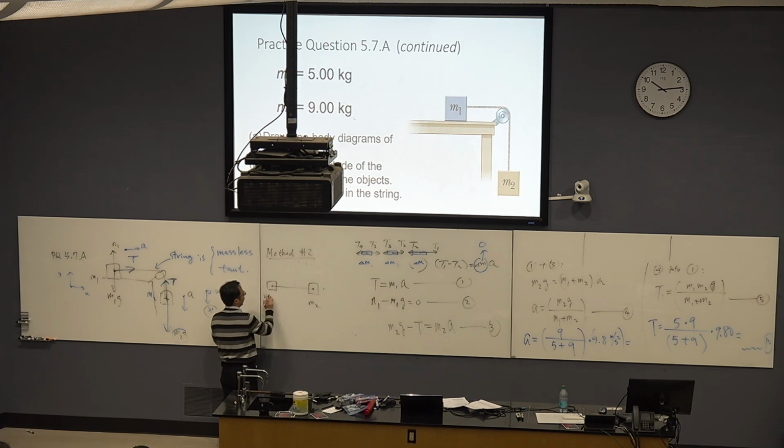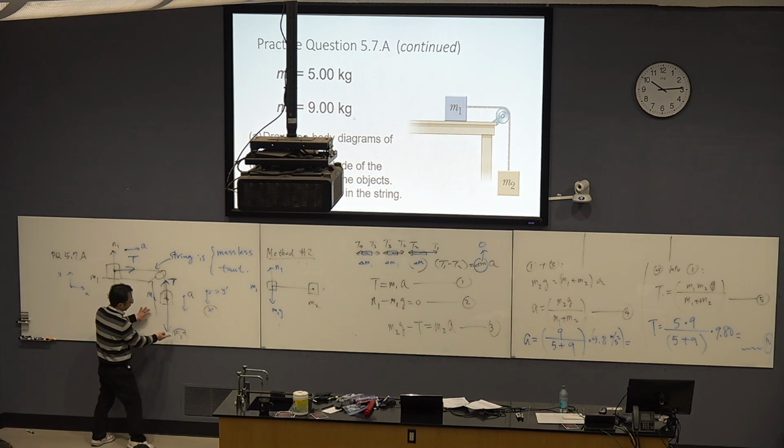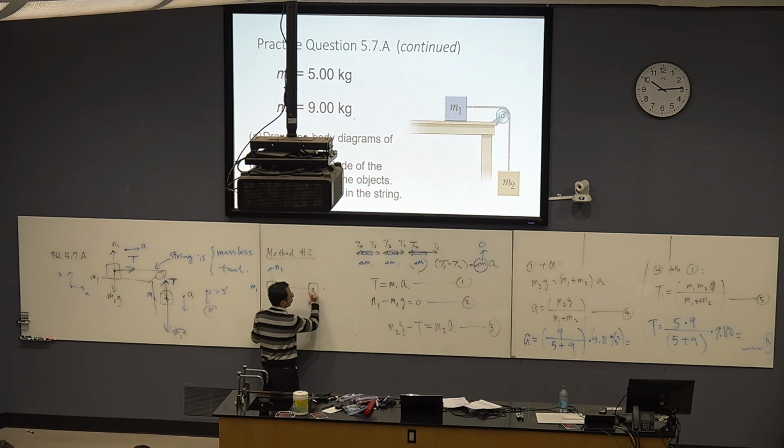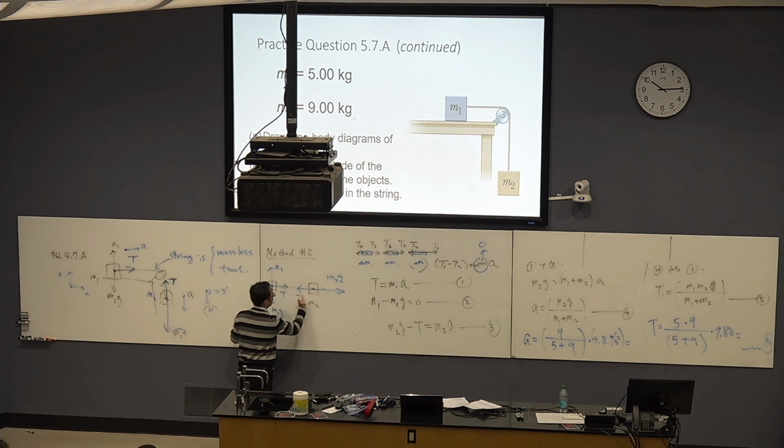So for M1, you have M1G down, right? And you have N1 up. So that's for M1. But for M2, once you mentally straighten out the chord, where's your M2G? Once you straighten out the chord, M2G will be horizontal like this. Right? But where's your tension? Tension will become this and this. So here you have tension, and here you have tension.